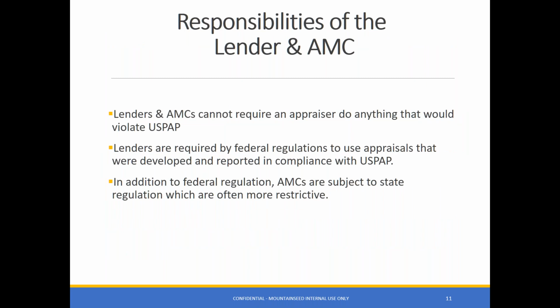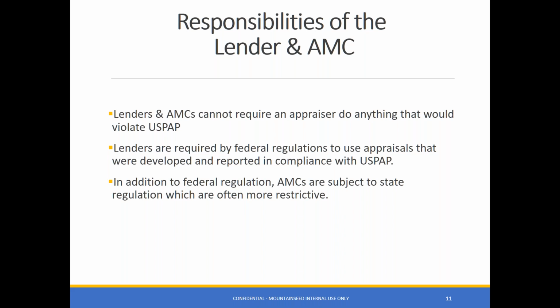Along those lines, the integrity and independence, et cetera, lenders and AMCs cannot require an appraiser to do anything that would violate USPAP. So this is important, right? I've heard it said before by some banking professionals and other non-appraisers that, well, USPAP doesn't apply to me. I don't have to follow it. I can say and do whatever I want. To an extent, that's true. USPAP doesn't apply to lending professionals, but if you're dealing with an appraiser in a transaction that is regulated, trying to influence or require an appraiser in any way to violate USPAP would put that particular transaction in jeopardy, because it is not acceptable to require an appraiser to do anything that would violate USPAP.